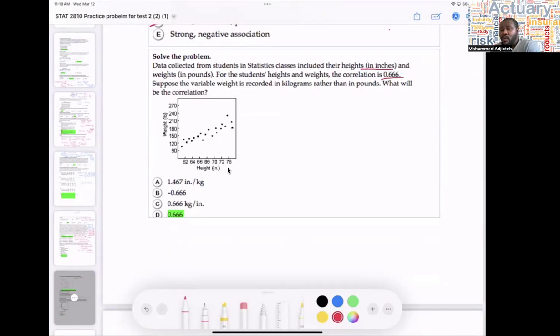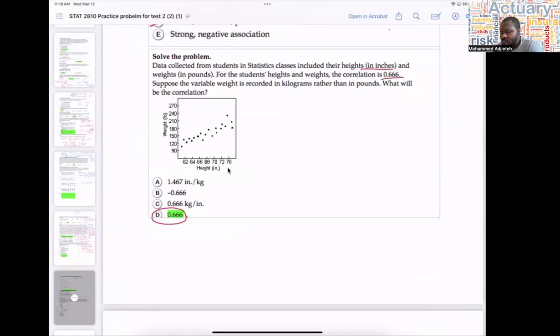We've already been told the correlation is 0.666. Now remember, in this chapter, we learned that correlation has no units, so it doesn't matter what the unit is. So the correlation is still going to be the same. Correlation has no units. That is what they are trying to test you here. Let's proceed.